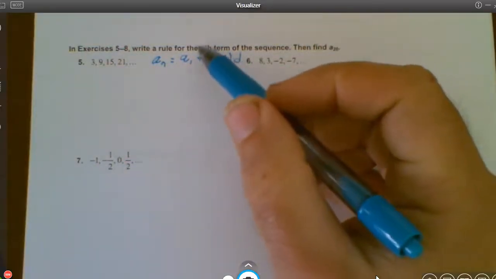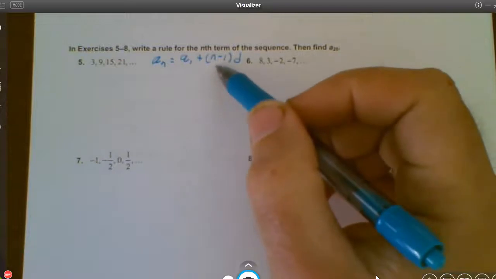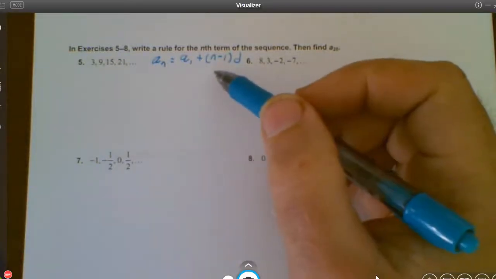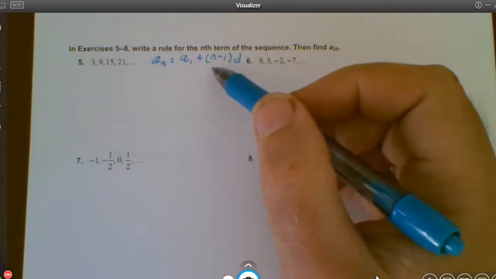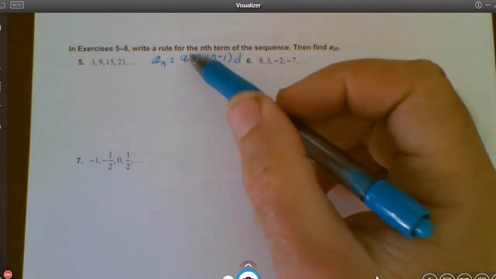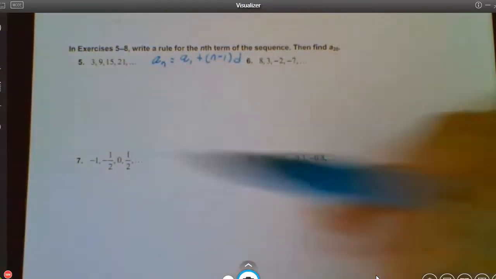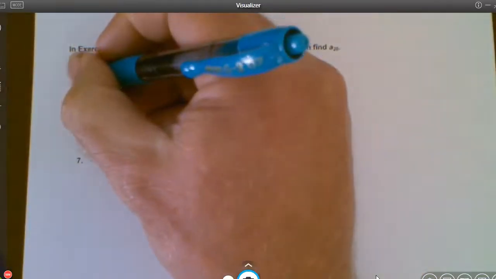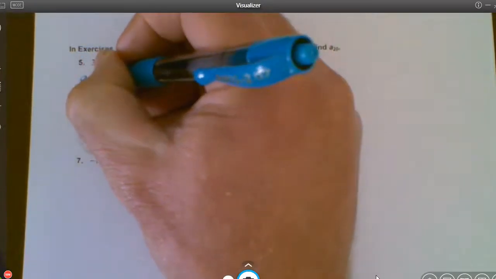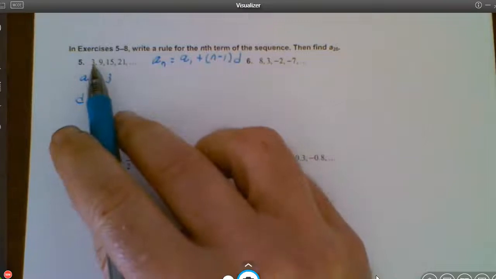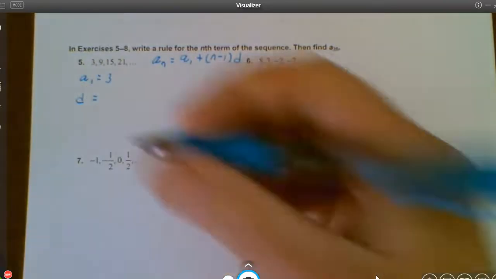When they say the nth term, that just means they want you to leave n as n, because they want this to apply to any given term. It doesn't have to be a specific one. All we have to plug in for is the first term and the common difference. So for this one, you can see that my first term is 3, and my common difference is 6, because it's adding 6 every time.